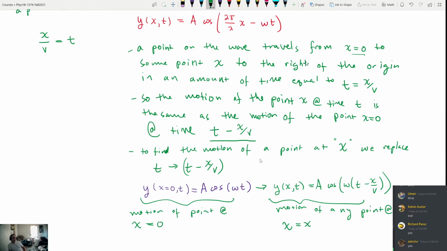The point on the wave travels from x equals 0 to some point x. We got that part. We know this basically is just saying things travel at a speed v. The next thing we say is the motion of the point x at time t is the same as the motion of the point x equal to 0 at this time, because after all, if we shift in time by a time that's equal to x divided by v, we're now looking at another point that's moving with the exact same oscillation. And so that's kind of the argument. Does anyone have any questions? Did that make any sense to anyone?